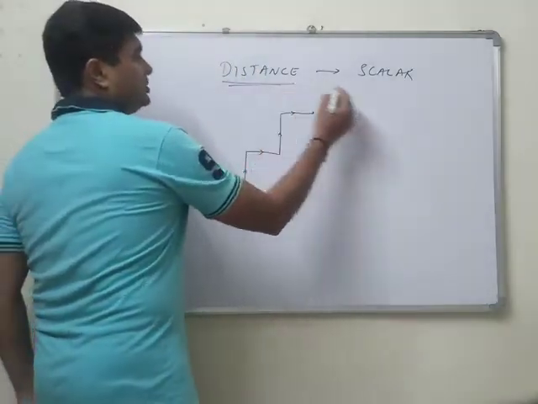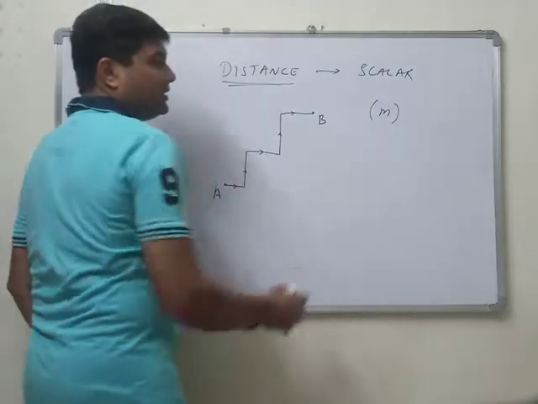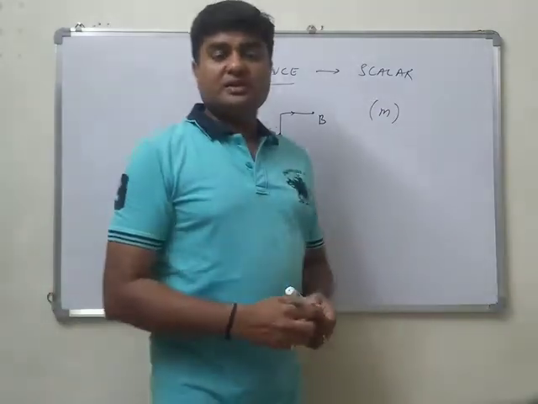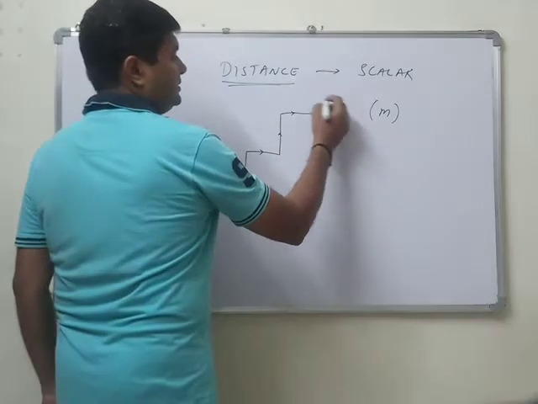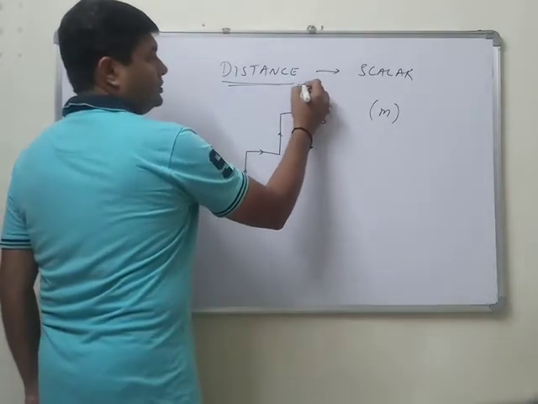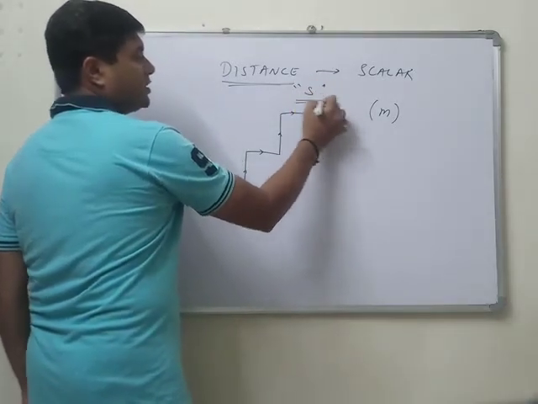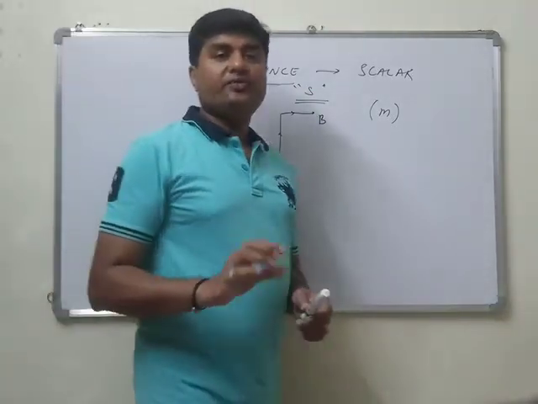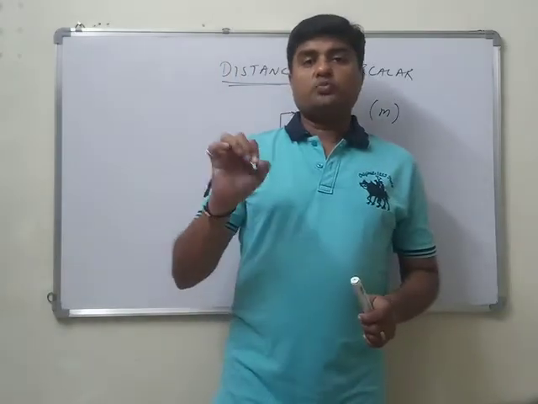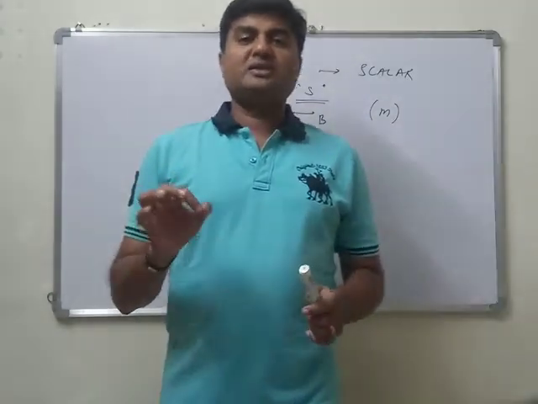Distance is measured in meters. So meter is the SI unit of distance, and normally it is denoted by the letter small s. Small s is denoting the distance in physics. So in physics, when you say small s, it normally means distance.